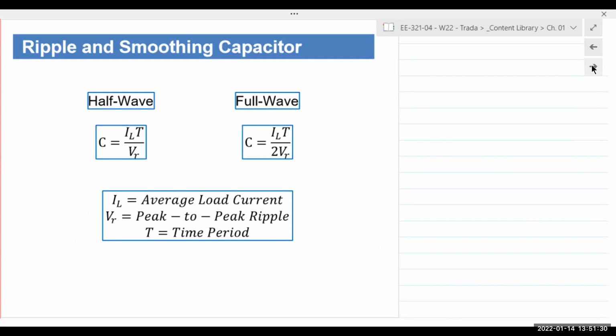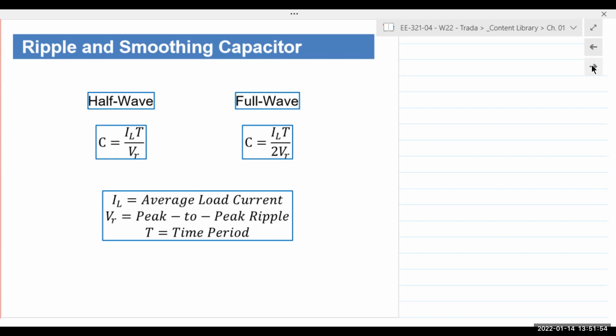It's in the book, just a couple of steps. But again, the important thing is the equation is simply current over the voltage. Okay, IL over VR, the ripple, times the time period T of the waveform. So IL is the average load current that is being supplied to the load.